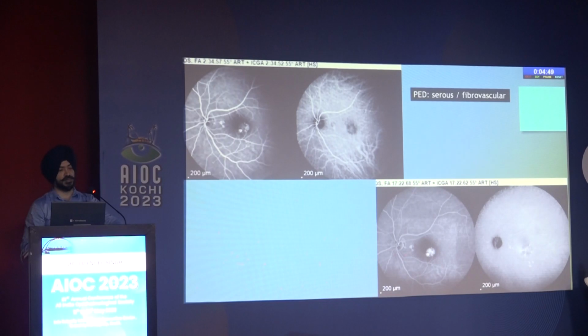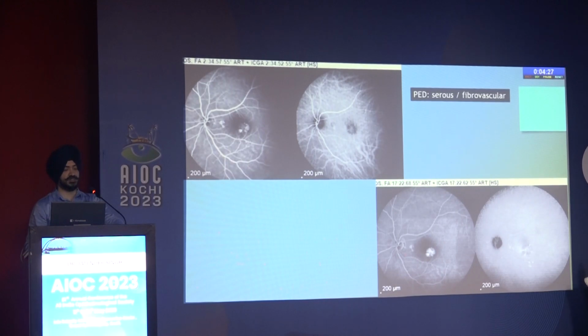You can also pick up hot spots and plaques. Hot spots typically are lesions which are less than 1 disc diameter in size, and they are supposed to be more active kind of CNVM lesions. The plaques, on the other hand, are wider lesions, more than 1 disc diameter in size, and they represent a more quiescent or quiet kind of CNVM.